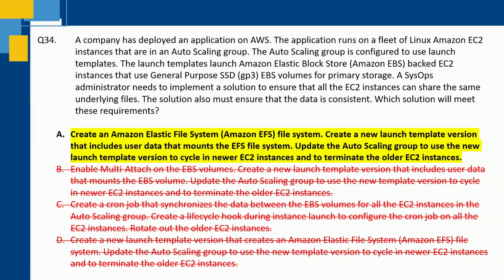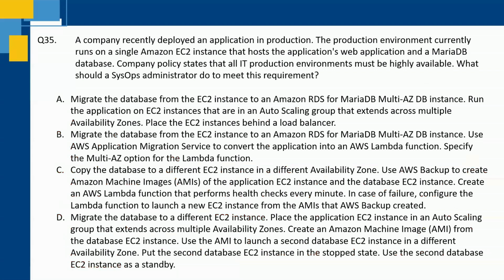Let's look at question number 35 of the series. A company recently deployed an application in production. The production environment currently runs on a single Amazon EC2 instance that hosts the application's web application and a MariaDB database. Company policy states that all IT production environments must be highly available. What should a SysOps administrator do to meet these requirements?